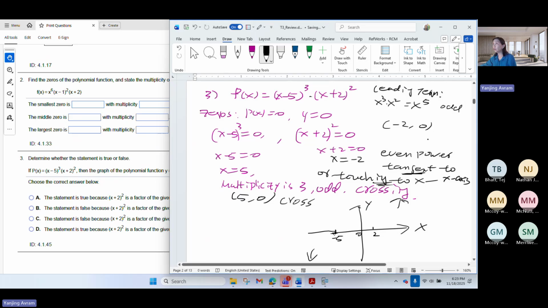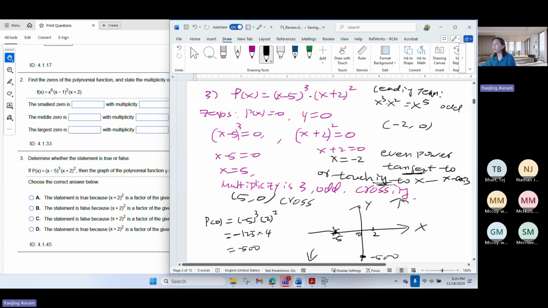Okay, also going two different directions. If I want to sketch this one, how do I sketch? Look at that. If I have x equal to 0, what's my p of 0? P of 0 will be -5 cubed times 2 squared. -5 cubed is -125, times 4, so I think it's -500. So we're really low in here, somewhere right here. At this point, this one is crossing.